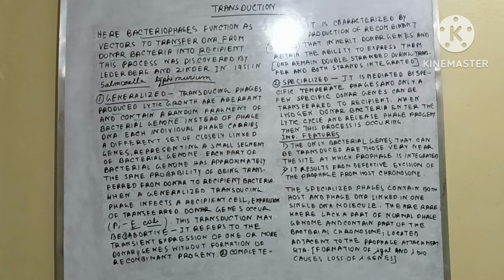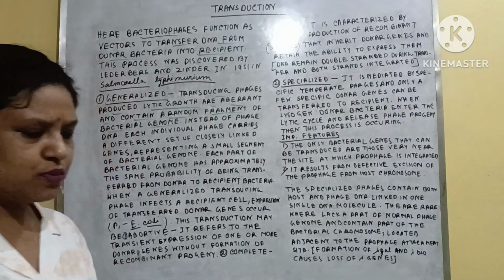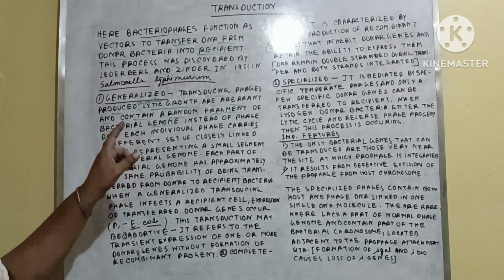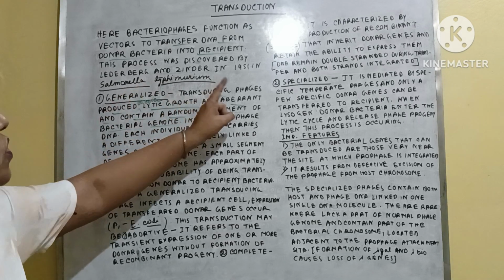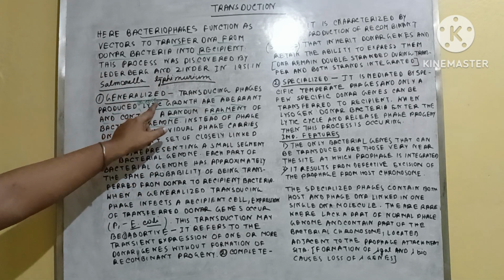So lytic growth is very important here, because, one second. What is happening here? I just forgot to write one word, that's why I cannot continue with a proper explanation. Okay, so transducing phages are produced during the lytic growth.